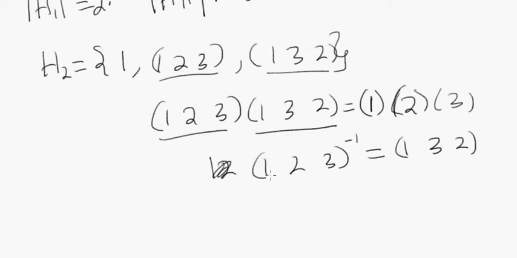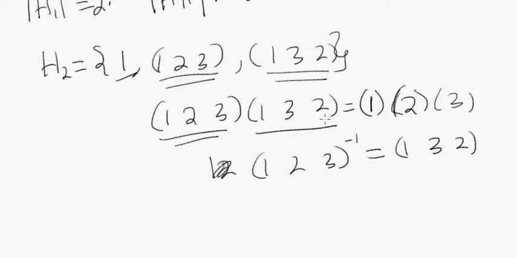Okay, so if (1 2 3) inverse equals (1 3 2), it means we have inverses, right? Because what's the inverse of (1 3 2)? (1 2 3). Okay, inverses exist. Is the group closed? Well, let's see. We know that 1 multiplied by any of these elements will give us an element. 1 multiplied by (1 2 3) will give us (1 2 3). 1 multiplied by (1 3 2) will give us (1 3 2). (1 2 3) multiplied by (1 3 2), we saw already, is going to give us 1, the identity, and the identity is in the group.